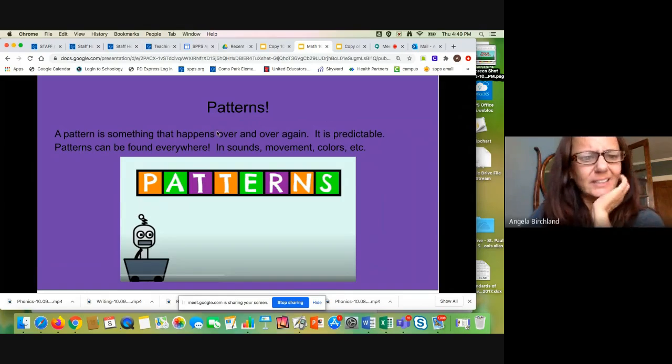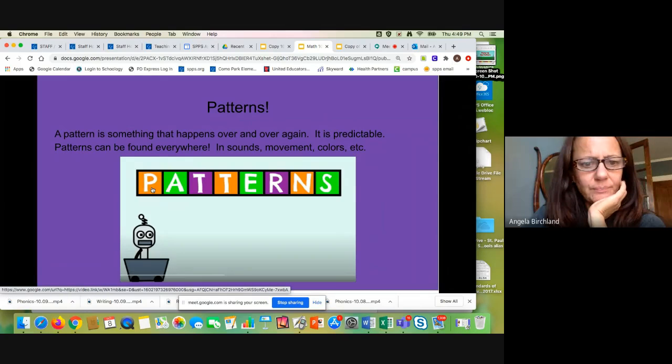So let's take a look at this. Let's just look at the color of the squares. Orange, green, purple. Orange, green, purple. So we saw that pattern 2 times. So we should know what comes next. Orange, green, and then purple.